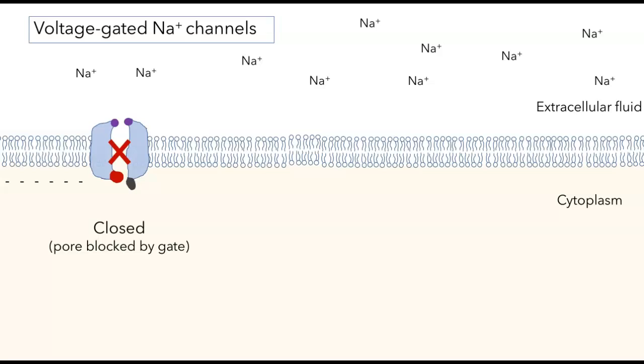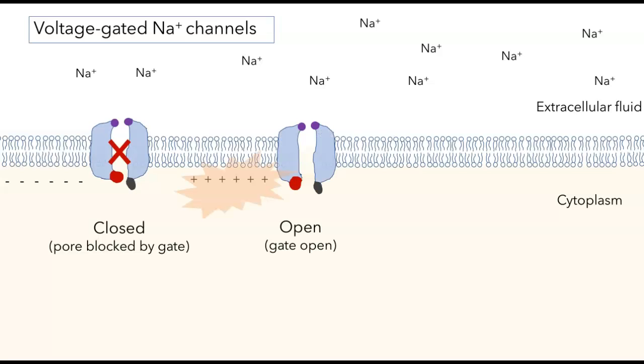What will open this type of channel is if the cell becomes more positive. That's why we call them voltage gated. So in response to the cell getting more positive, now the voltage gate slides out of the way, the channel's in a new configuration, and sodium can move through the pore and enter the cell, depolarizing it.